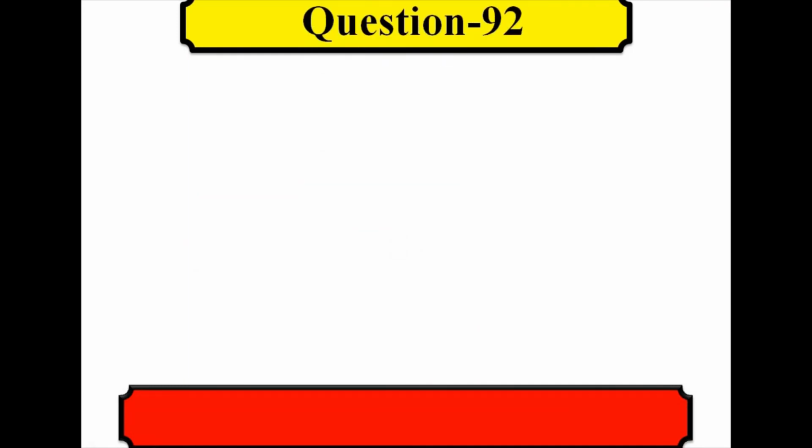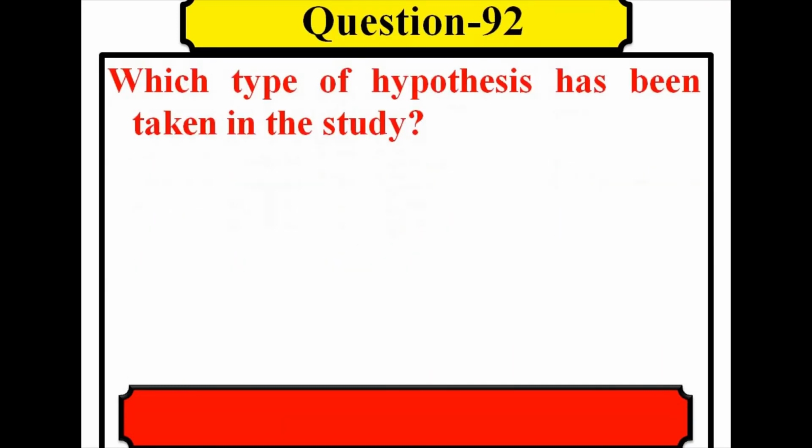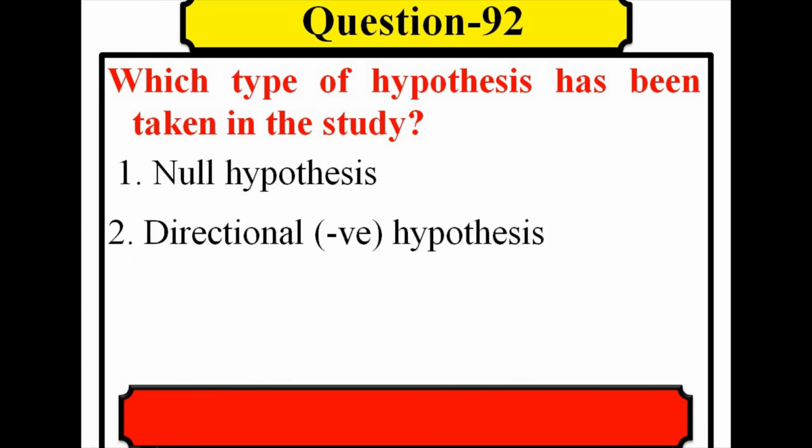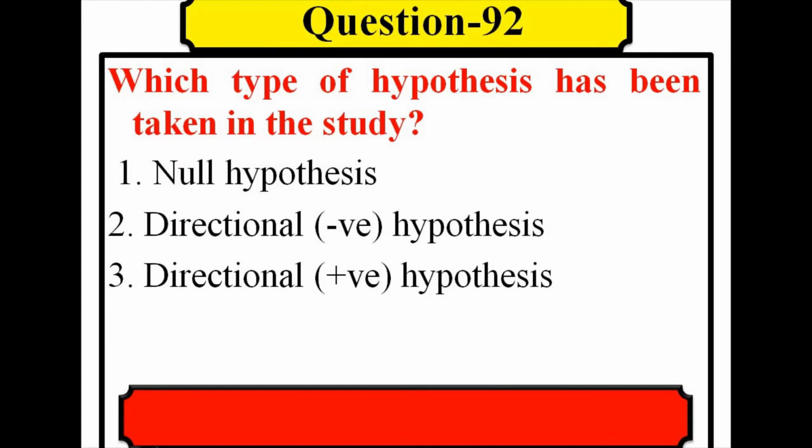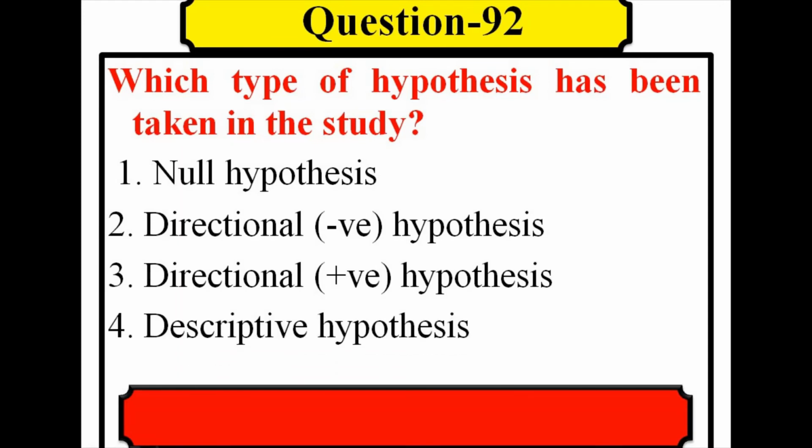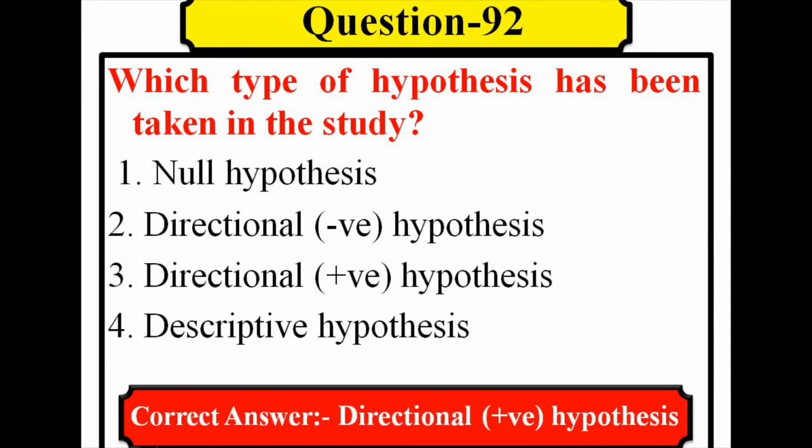Question 92. Which type of hypothesis has been taken in the study? 1. Null hypothesis. 2. Directional, negative, hypothesis. 3. Directional, positive, hypothesis. 4. Descriptive hypothesis. Correct answer: directional, positive, hypothesis.